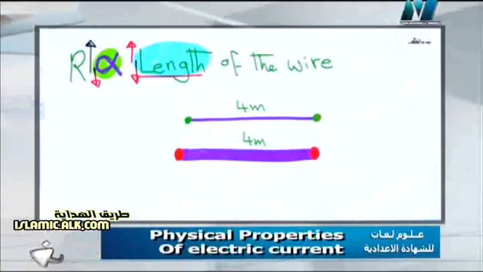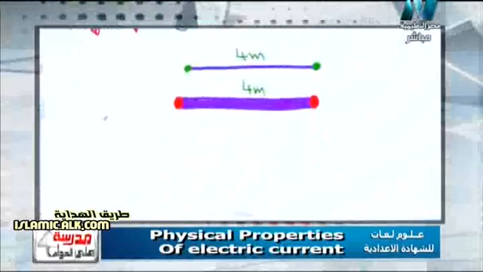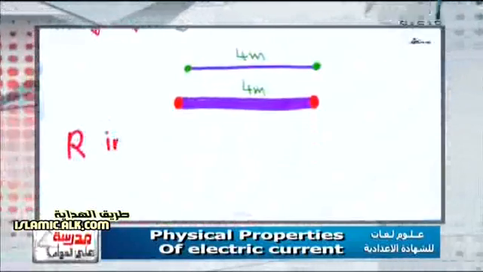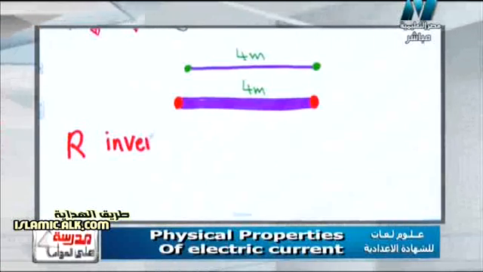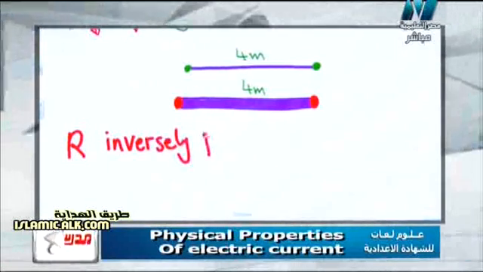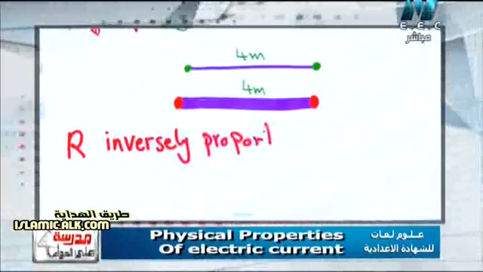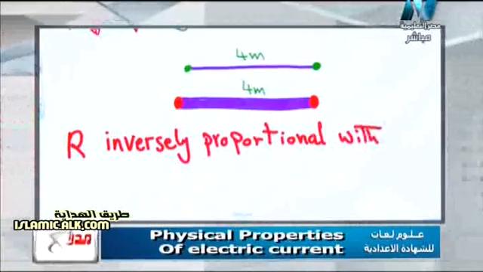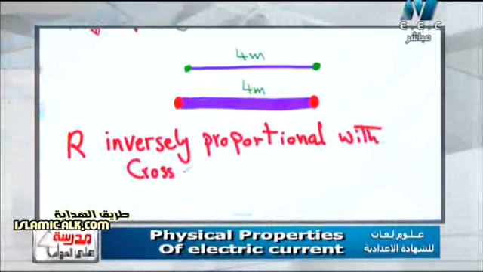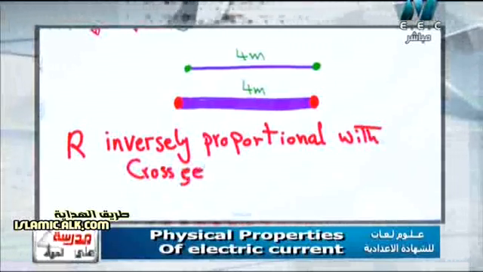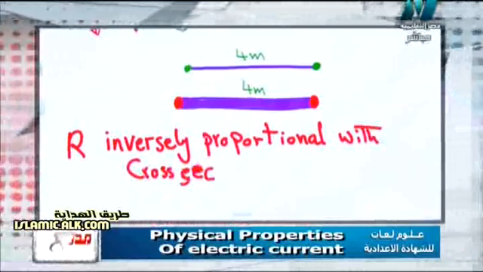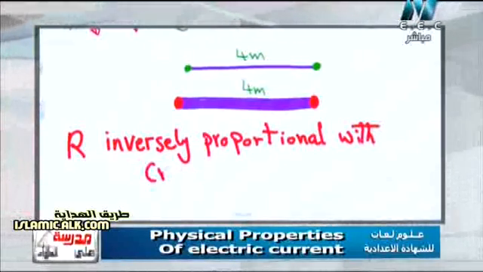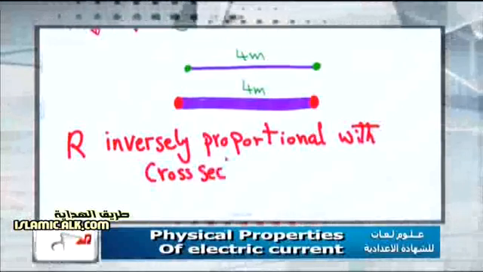So here we talk about cross section. R is inversely proportional with cross section of the wire.